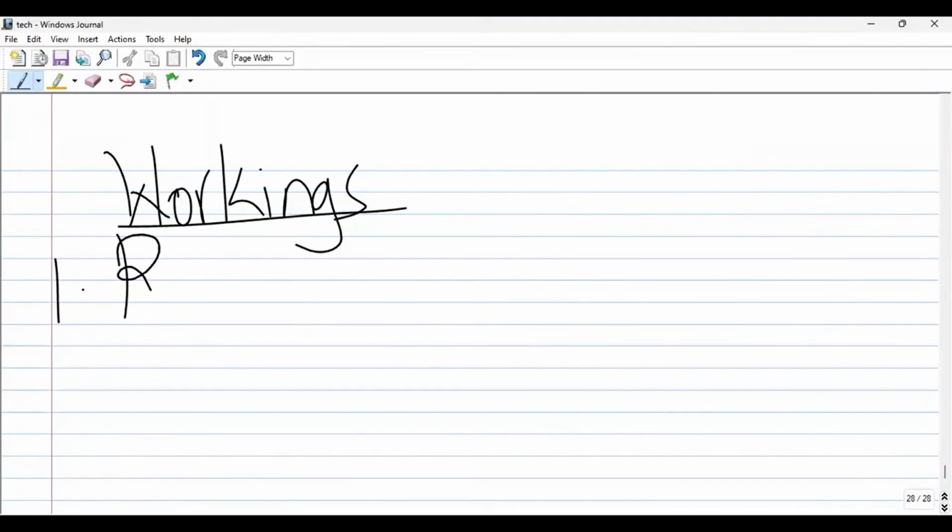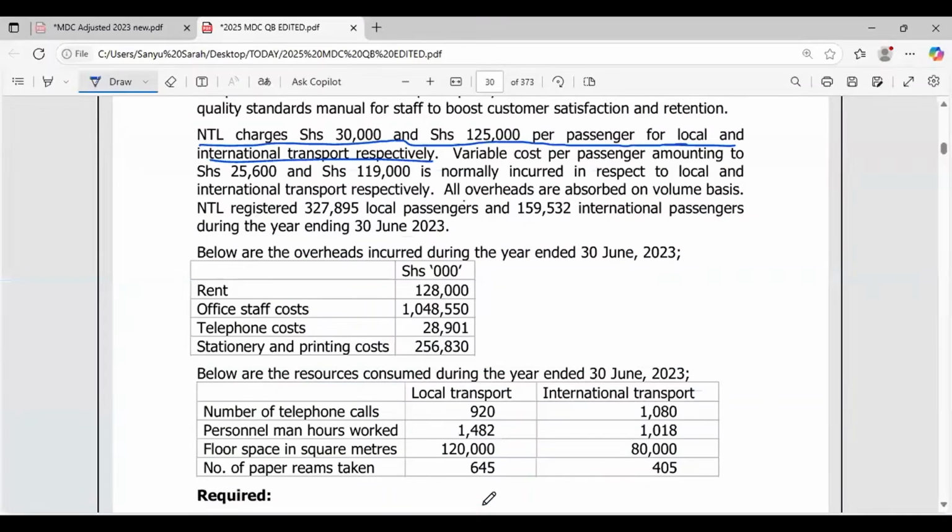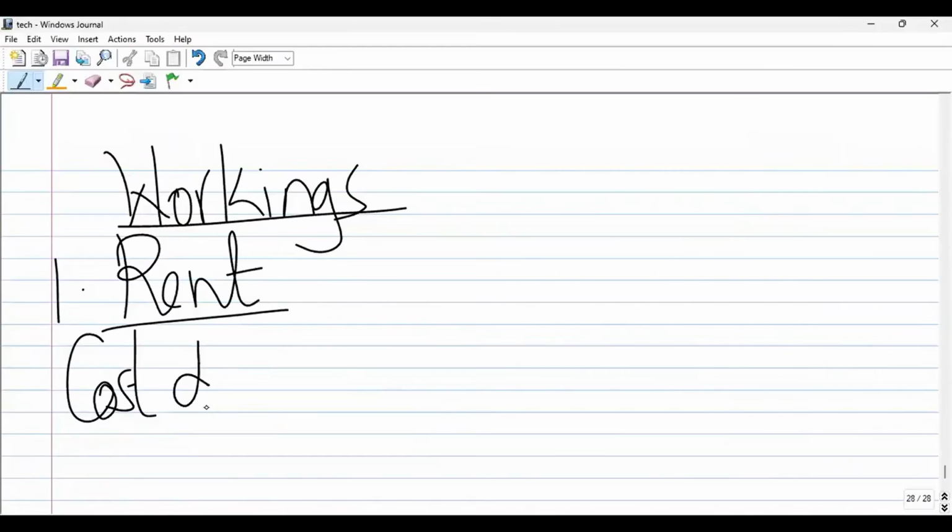is about rent. So the examiner did not tell us the cost driver, meaning that from the information given to us, we must choose the most appropriate cost driver. So what do you think is the most appropriate cost driver for rent? Floor space. So they've given us floor space in square meters. So we'll come and show that the cost driver is floor space.